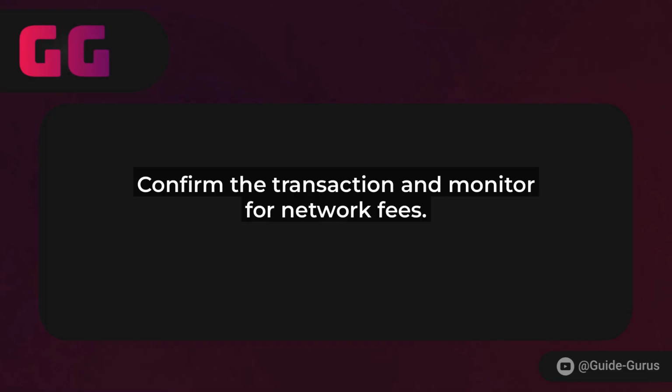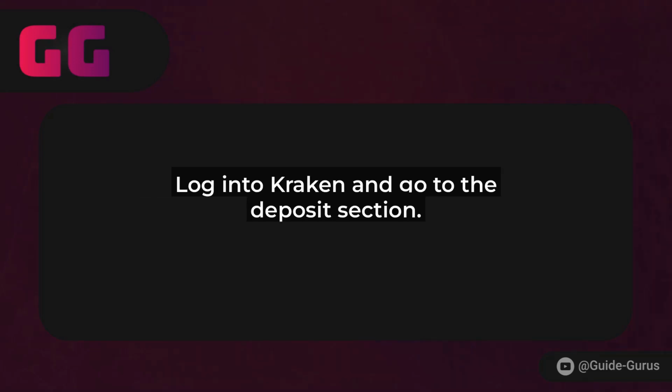Hit Confirm, and Robinhood will process your request. It might take a few minutes to a couple of hours, depending on network congestion. Now, switch over to Kraken. Log in and go to the deposit section. Select USDT and choose the same network you used for the withdrawal. Paste the deposit address if needed, but since you're sending from Robinhood, it should arrive automatically once confirmed. Keep an eye on your Kraken account for the funds to show up. Once they do, you're all set.